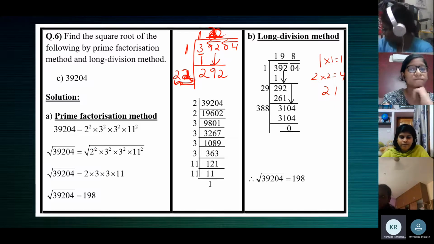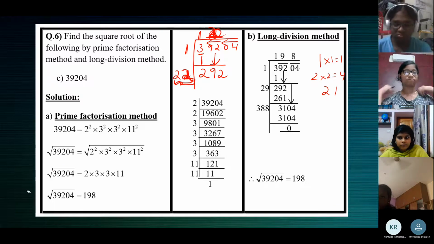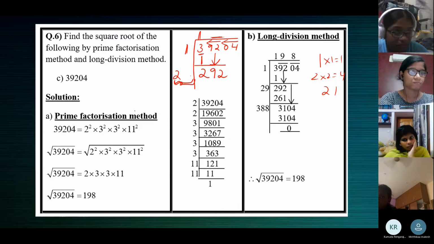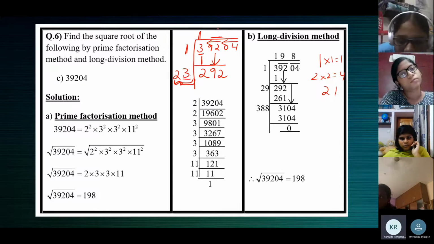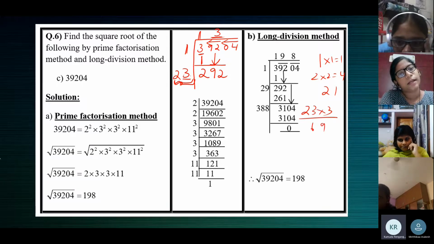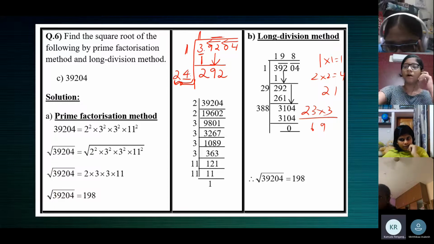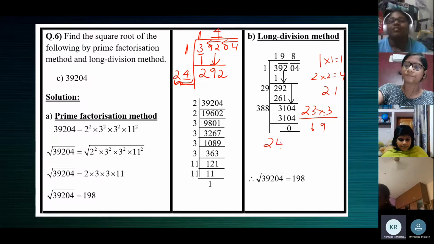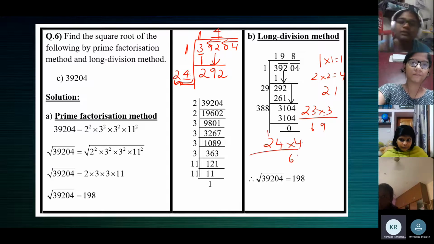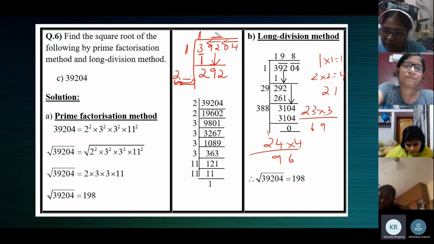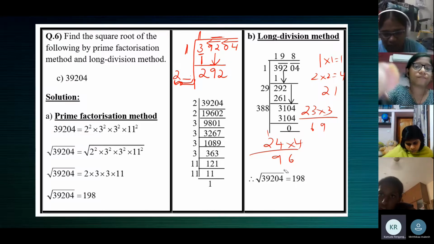Okay, then 23. So 23 into 3. What is 23 into 3? 69. That's very small. So we have to go ahead. 24 into 4. What is 24 into 4? 16, 1 carry over, 96. That's very small again. So that is also not working. When you see you're getting very small numbers, you will not keep doing this.